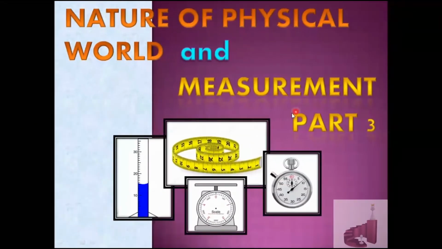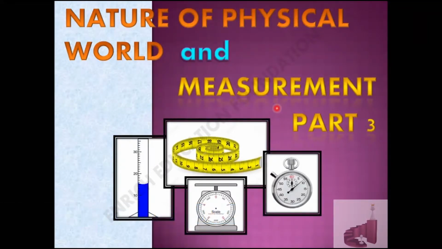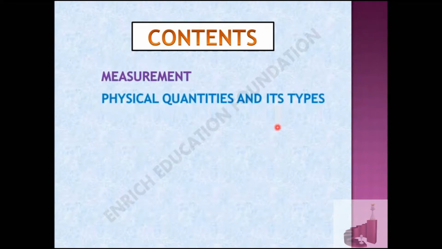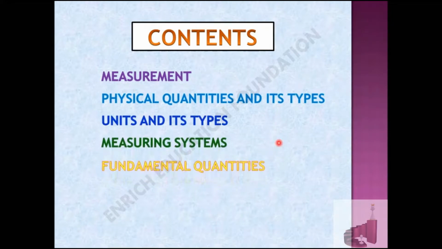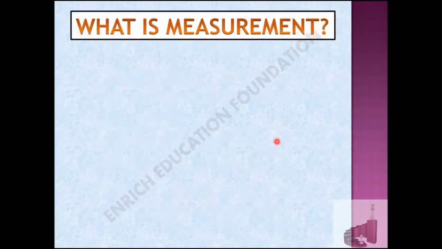Hello students, today we are going to see part 3 of the first chapter, that is Nature of Physical World and Measurement. The contents that we are going to see today are measurement, physical quantities and its types, units and its types, measuring systems, fundamental quantities, derived quantities, and methods of measurement.